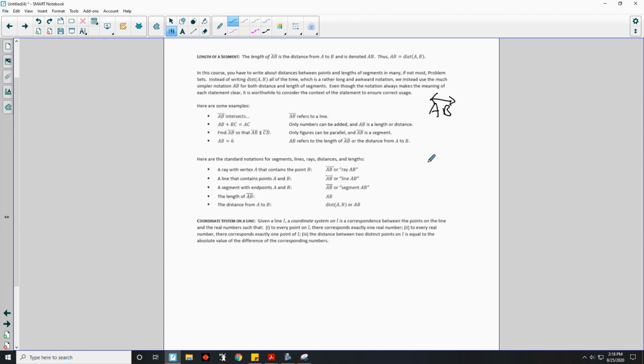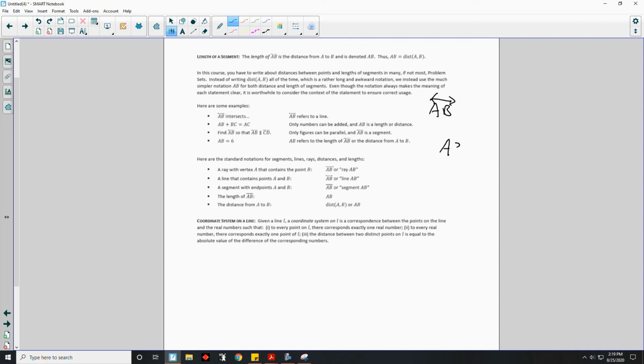This is all review from Math 8, but that was 2 years ago. That's why we're reviewing. All right, so now we have, this says the length of AB plus the length of BC equals the length of AC. Only numbers can be added, and AB is a length or distance. Find segment AB so that segment AB is parallel to segment CD. Only figures can be parallel, and segment AB is a segment. AB equals 6. So that says the length of AB equals 6. AB refers to the length of segment AB, or the distance from A to B.